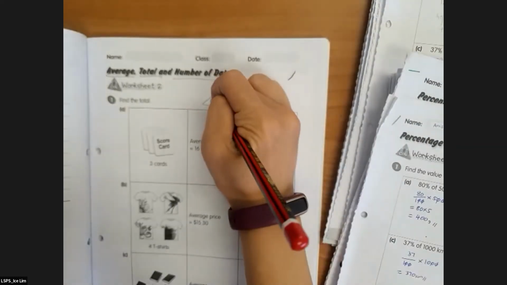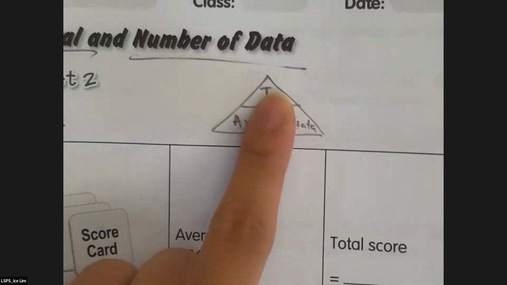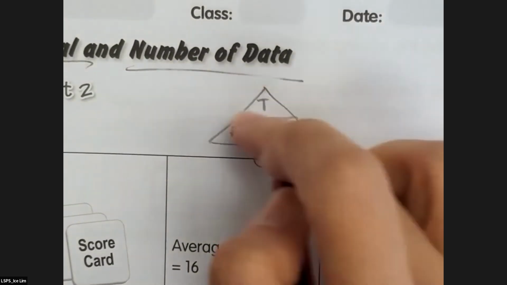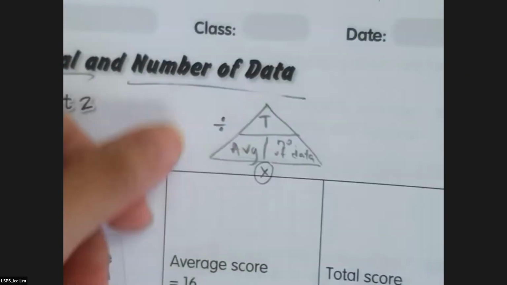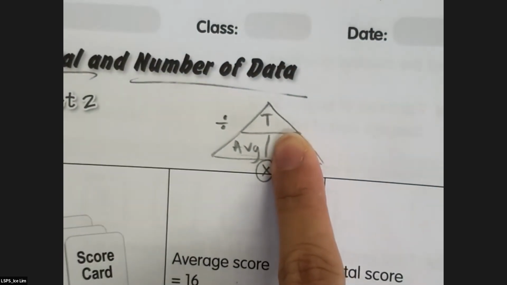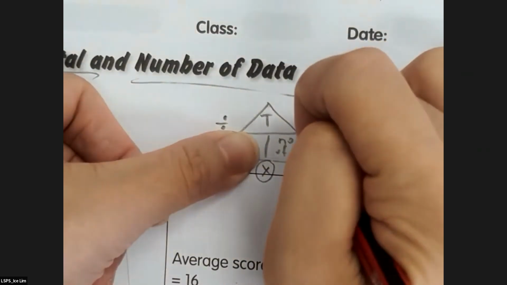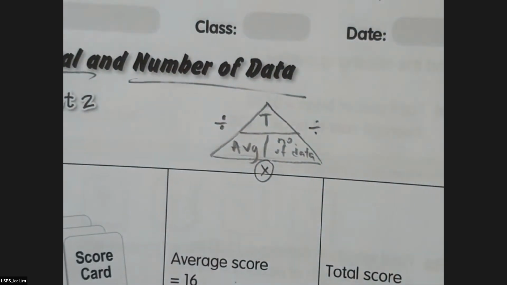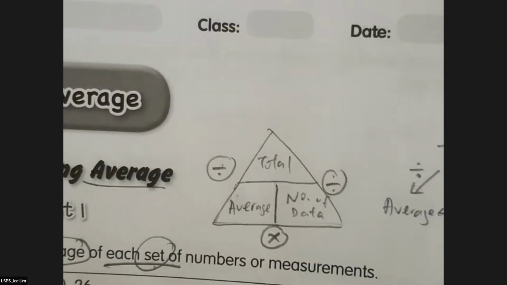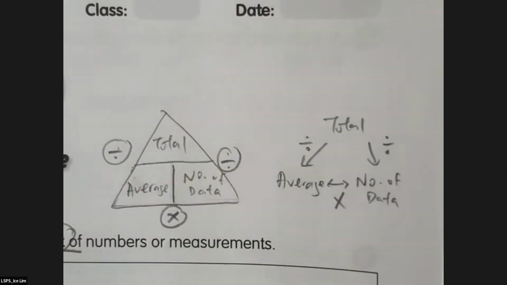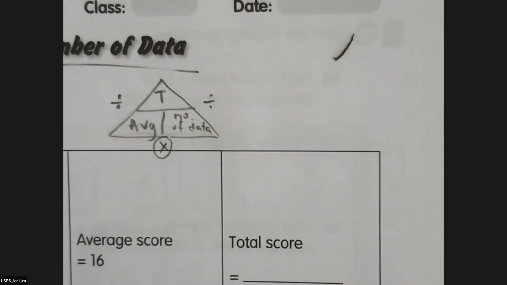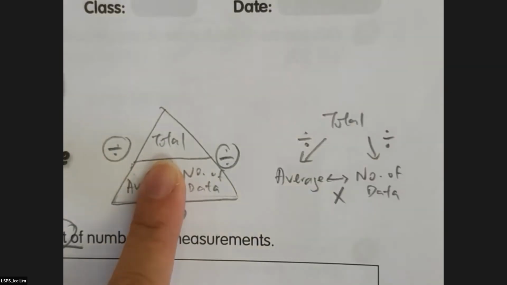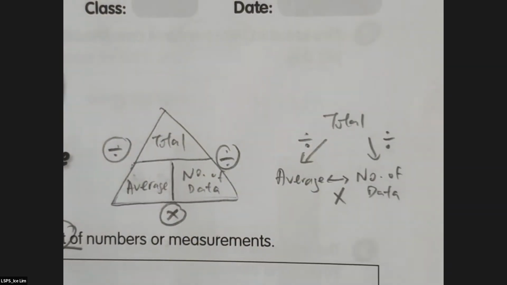Okay, so whenever I need to find total, it is this times this. If I want to find number of data, I use divide: total divided by average. If I want to find average, total divided by number of data. Just like number 1. Can you understand? If you can understand, the rest is remembering it. It's not difficult to remember, as long as you remember total is always the biggest one. It's always on top.